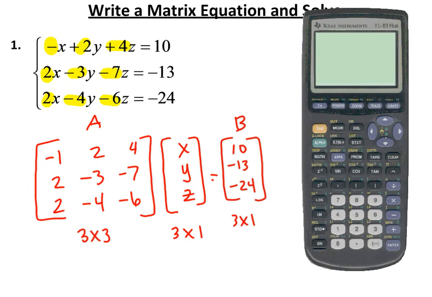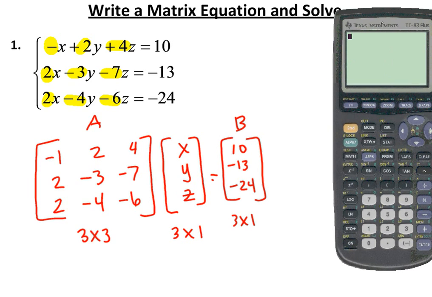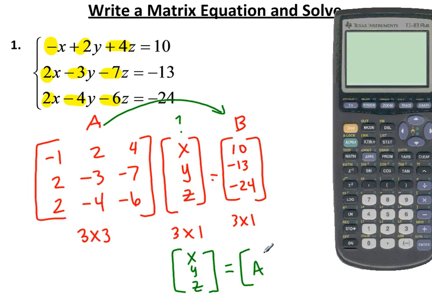Okay. So what I want to do is I want to actually solve this. So what I'm going to do, if I want to get this guy by itself, what I'm going to type into my calculator, x, y, z, is I need to move this matrix over. The only way you can move a matrix, since we don't have division, is to use its inverse. So I'm going to type into my calculator A inverse times B.